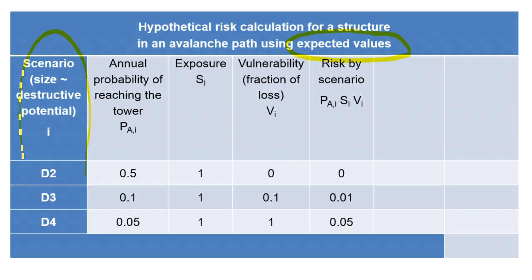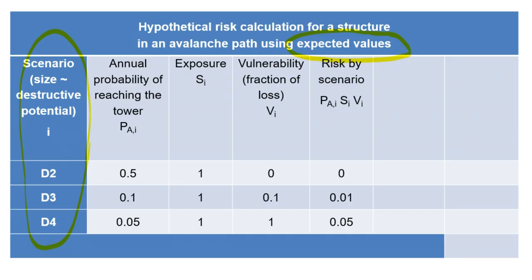In the left-hand column, we see the scenarios, and we've chosen to use the destructive potentials. So a size D2 avalanche, a size D3 avalanche, and a size D4. And let's assume that this path does not produce a size D5 avalanche, and we don't care about the size D1 avalanche because it doesn't really affect the tower.